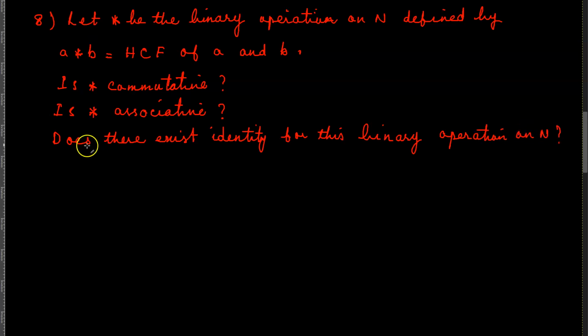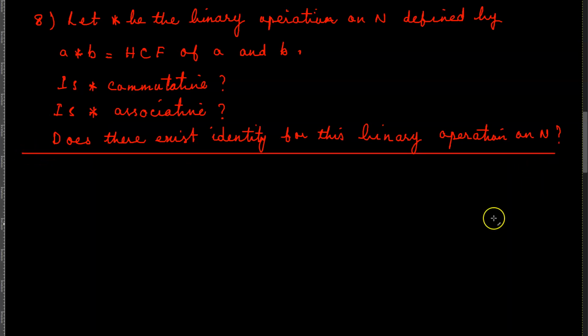That is question number 8. Let's see how we can solve this problem. Okay, so now about this question. Basically the question is, let star be the binary operation on N defined by a star b is equal to the HCF of a and b. And we want to know if star is commutative, if star is associative, and does there exist an identity for this binary operation on N.